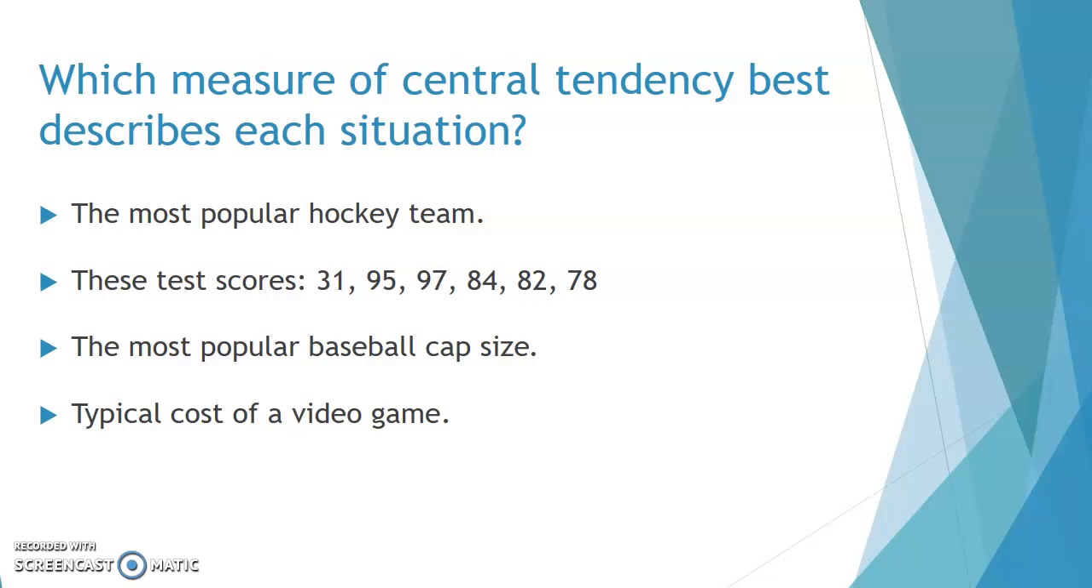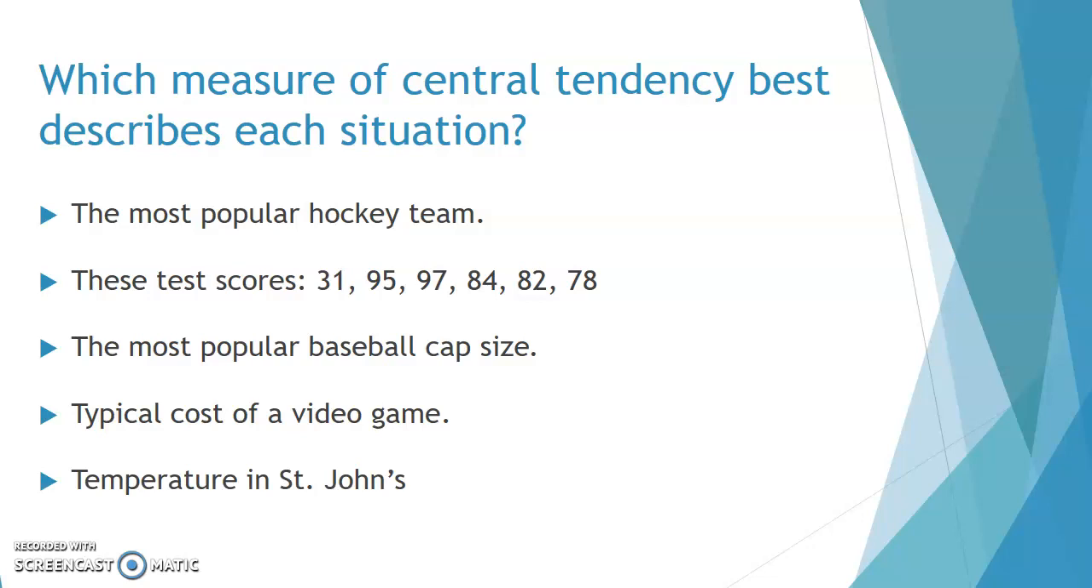Typical cost of a video game. In this case, if we were to look for several different prices, we could just add those all together and then divide by the number of prices to find your typical mean or average. And that would be a good way to represent that situation.